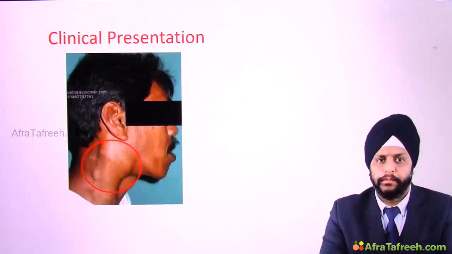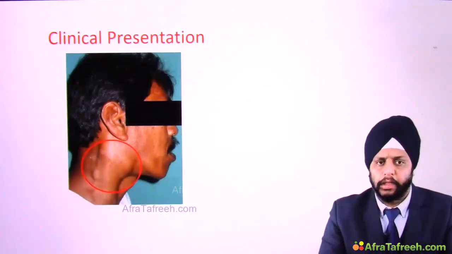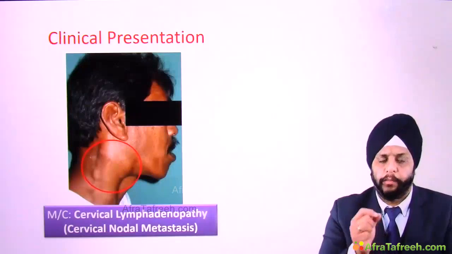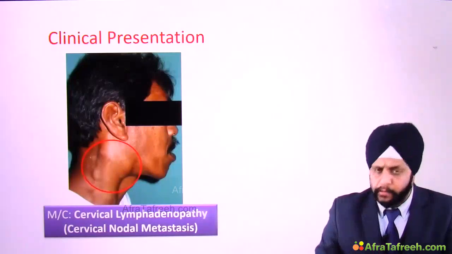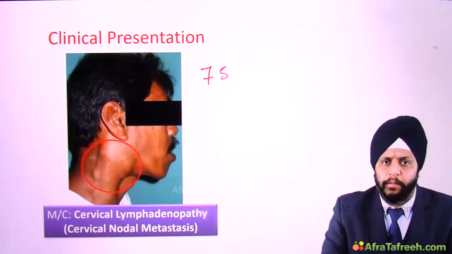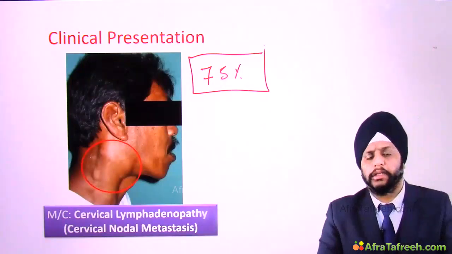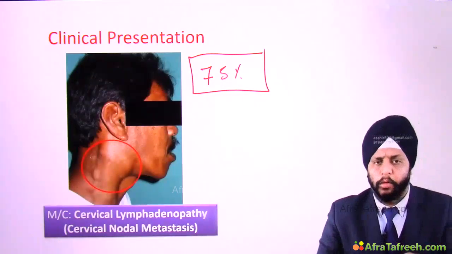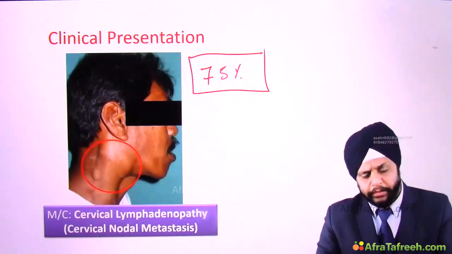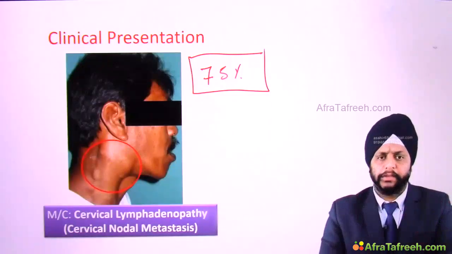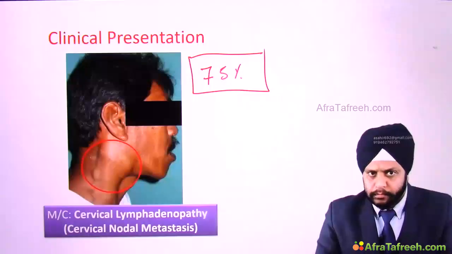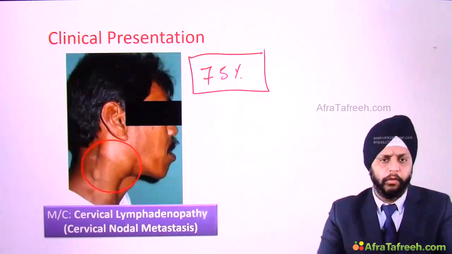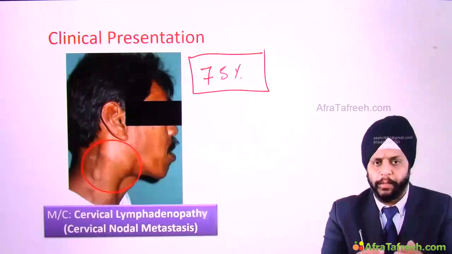Now what about NPC? The most common clinical presentation for NPC is cervical lymphadenopathy, cervical lymph node metastasis. More than 75% of patients at the time of presentation have cervical lymph node metastasis. Now, it's a general saying that whenever a malignancy metastasizes, the prognosis becomes bad. We know that's a general rule in the body. Any malignancy that undergoes metastasis to lymph nodes or other places, the prognosis becomes bad.